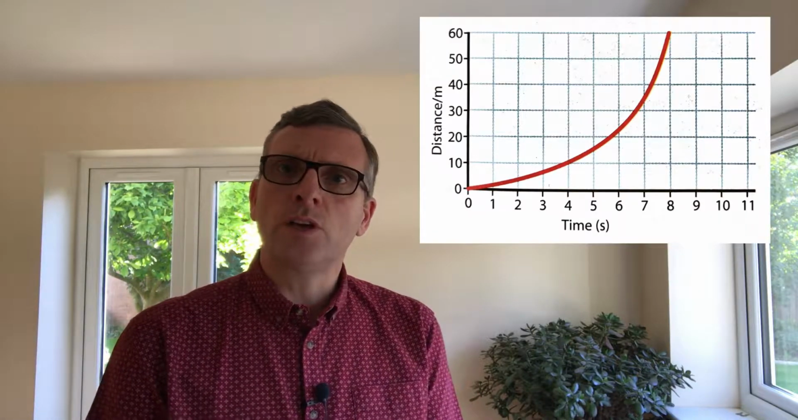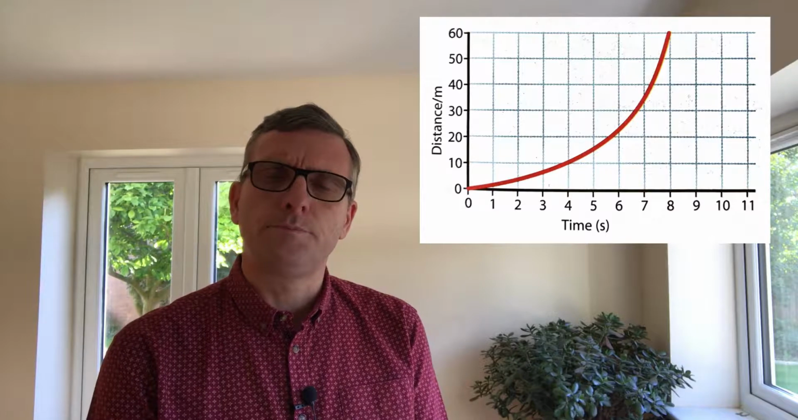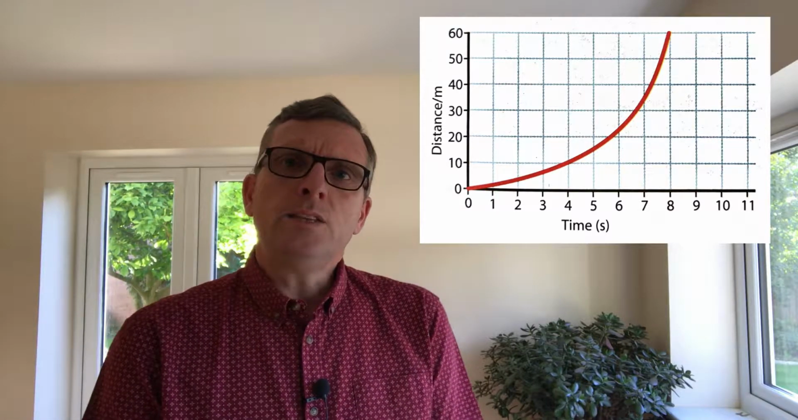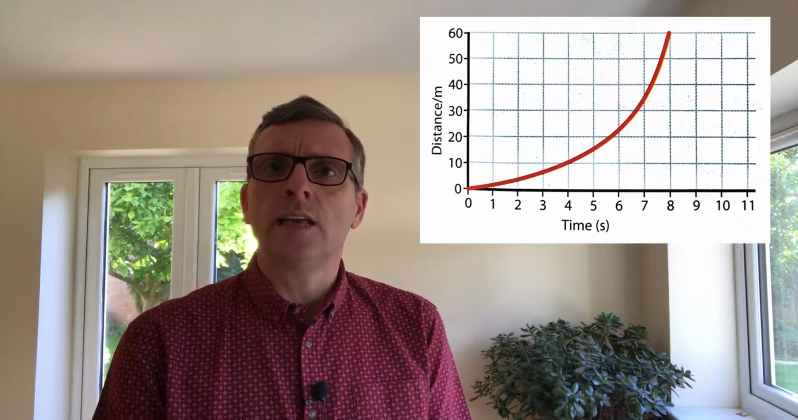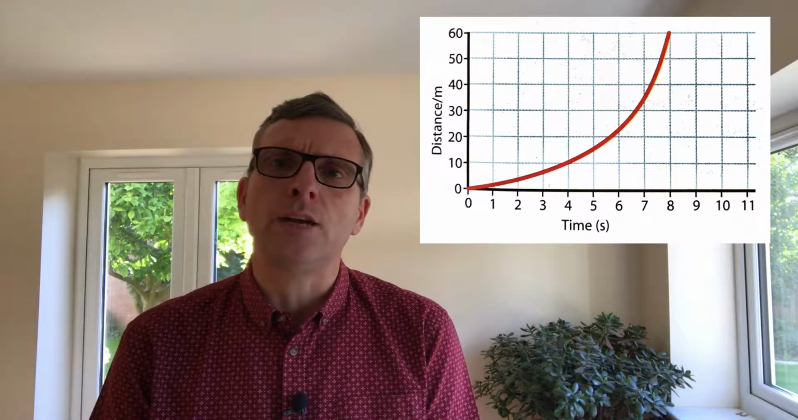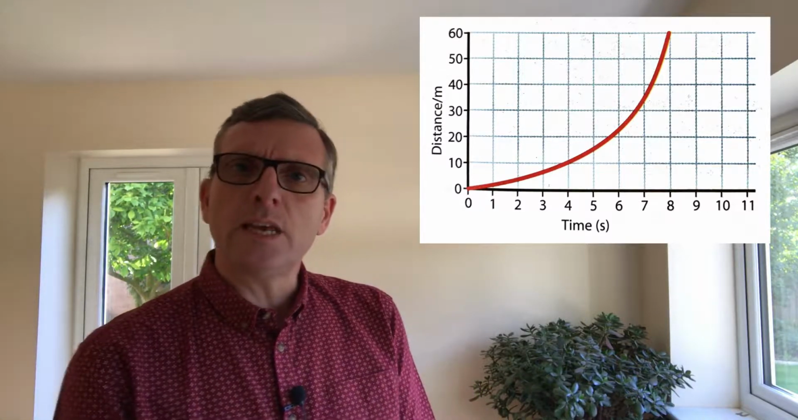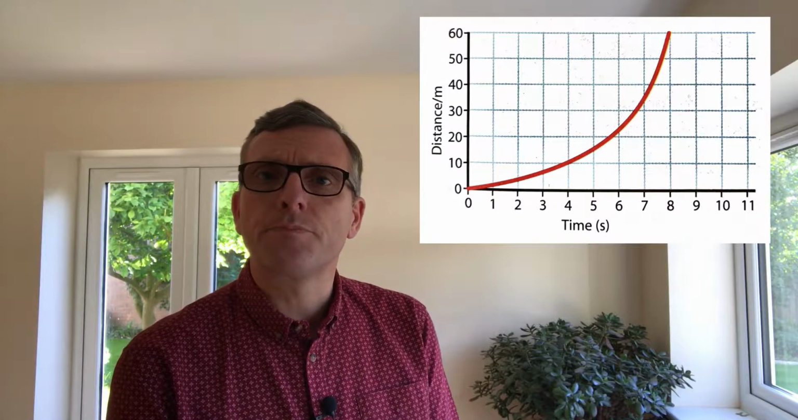This chart, however, has a curved line. Now, what does that tell us? This graph represents a rocket and it's accelerating. That's to say its velocity is increasing over time. This can be seen by the increasing gradient.